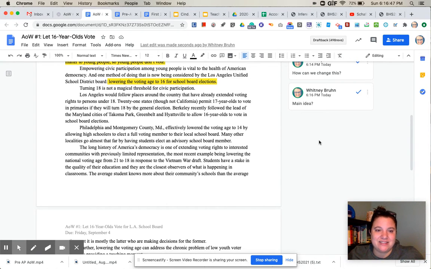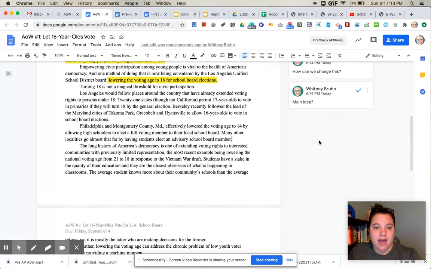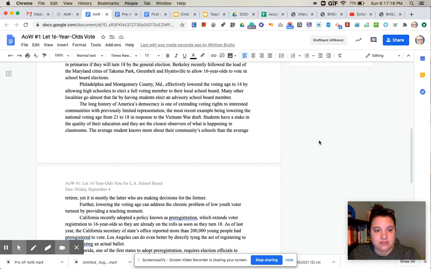Many other localities go almost that far by having students elect an advisory school board member. The long history of America's democracy is one of extending voting rights to interested communities with previously limited representation, the most recent example being lowering the national voting age from 21 to 18 in response to the Vietnam War draft. Students have a stake in the quality of their education, and they are the closest observers of what is happening in classrooms. The average student knows more about their community's schools than the average retiree, yet it is mostly the latter who are making decisions for the former.